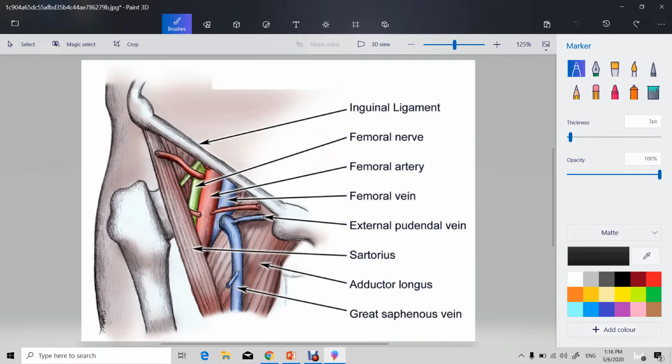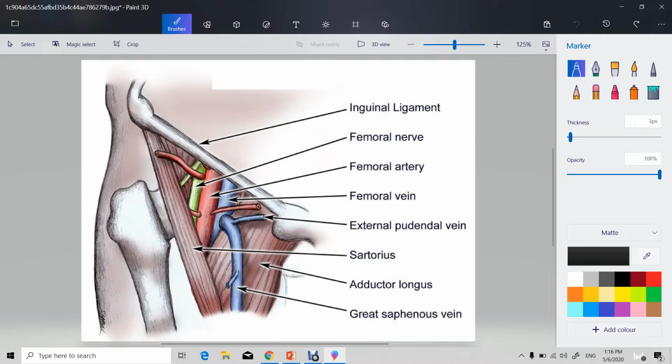Today I will discuss the femoral triangle area. What is the femoral triangle area? What are the important things about it? Basically, the femoral triangle area is very important because very important neurovascular structures pass through this femoral triangle. It is located at the anterior and medial aspects of the thigh.